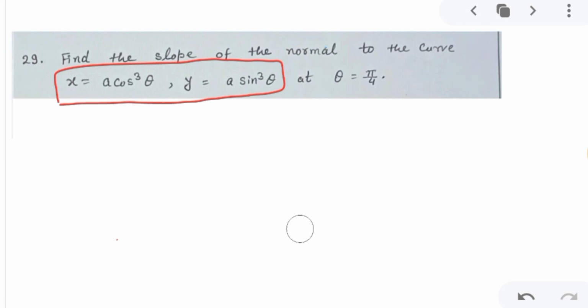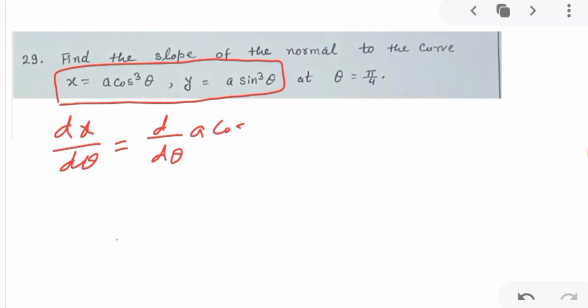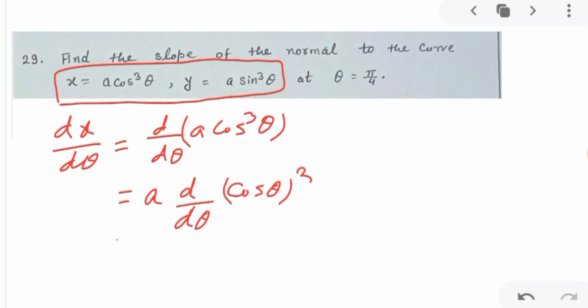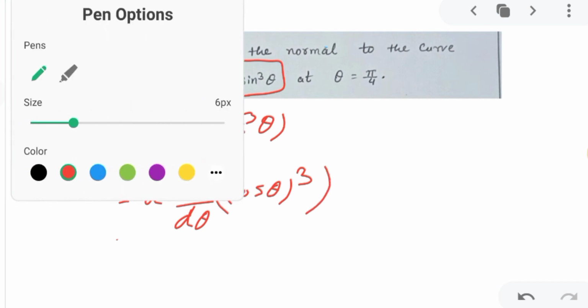So to find dy upon dx, first we will find dx upon d theta. So clearly dx upon d theta will be the derivative with respect to theta of a cos cube theta, and since a is constant, a will come out, and we need the derivative of cos cube theta. For cos cube theta you will use the chain rule. I will write one more step for you so that you can understand easily. Cos cube theta, I can write like this. And now I will use the chain rule.